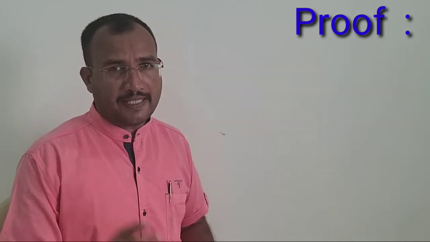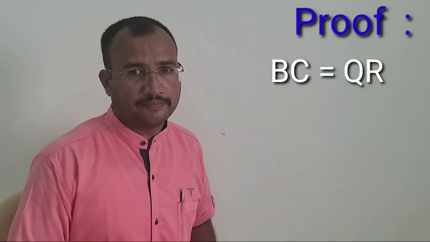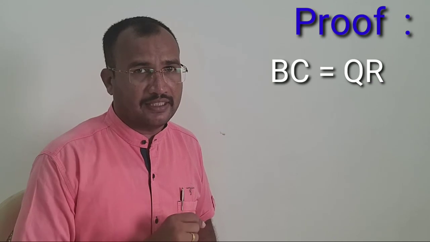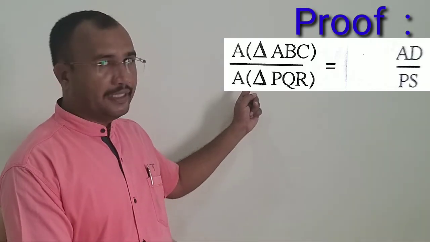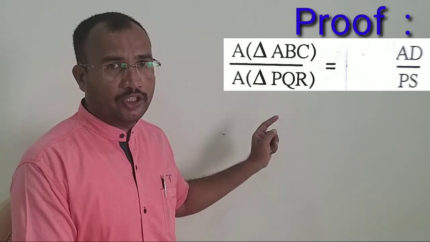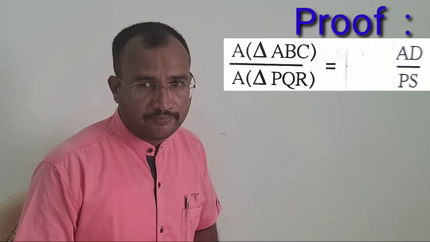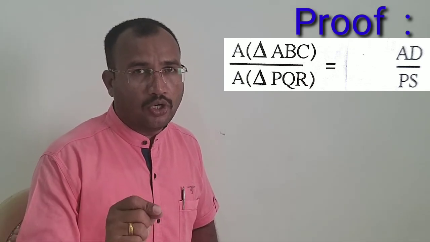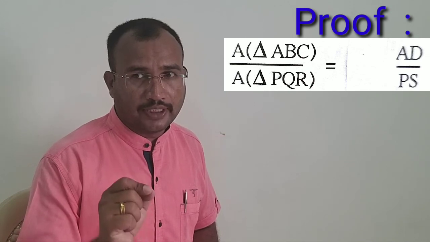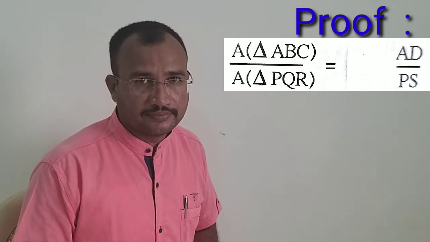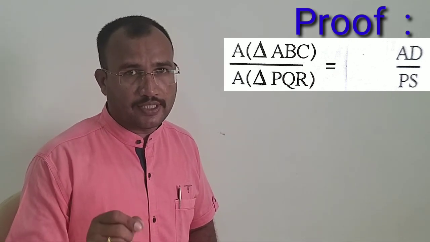But here the bases are equal. BC is equal to QR. Then BC and QR get cancelled. Then what is the remaining here? Area of triangle ABC divided by area of triangle PQR is equal to AD divided by PS. That is the third property of the ratios of areas of two triangles. All these properties we studied first, and after that we take some examples related to the properties that we studied in the next period. Thanks.